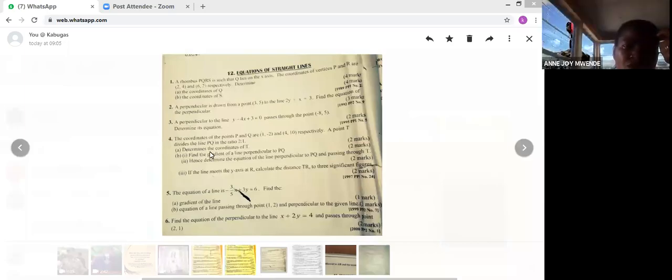Dealing with equations of 4 marks, 3 marks. So we'll start with number 4. Number 4, it is there.